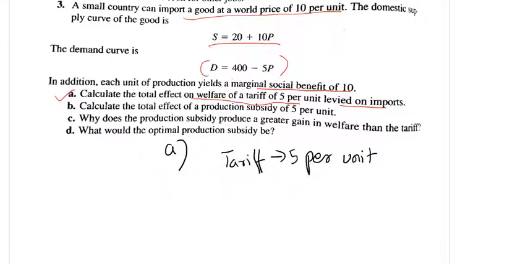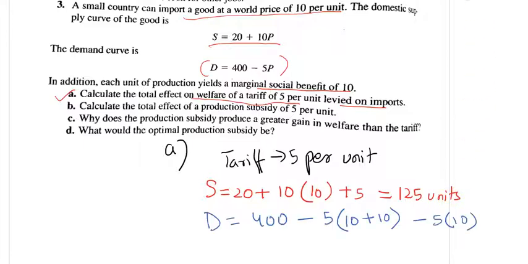Now if a tariff of 5 per unit is employed, it leads to the production of S equals 20 plus 10 into 10 plus 5, which equals 125 units. And the consumption is equal to 400 minus 5 into 10 plus 10 minus 5 into 10, which gives us a consumption of 250 units.